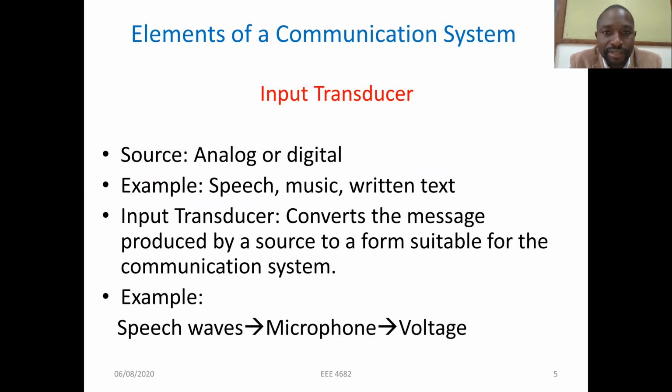Usually the source is analog or digital, and what the input transducer does is to convert the message produced by a source to a form that is suitable for communication systems. For example, you may have speech waves being converted into voltages using a microphone, and in this case, the microphone will be the input transducer. So a transducer is any device that converts energy from one form to another, and in this case, we're talking of speech waves being converted into voltages.